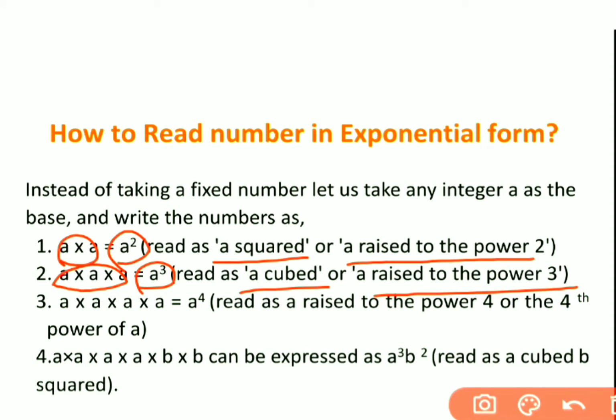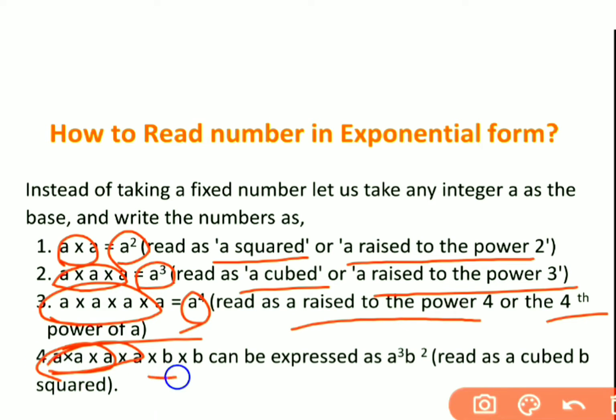Next, in the third example, a is multiplied by itself 4 times, you get a as the base and 4 as the exponent, and this is read as a raised to the power 4 or the fourth power of a. Next, you will see a multiplication in which there are two integers a and b. In the whole multiplication, a is multiplied by itself 3 times and b is multiplied by itself 2 times, and you get this. It is read as a cubed and b squared.